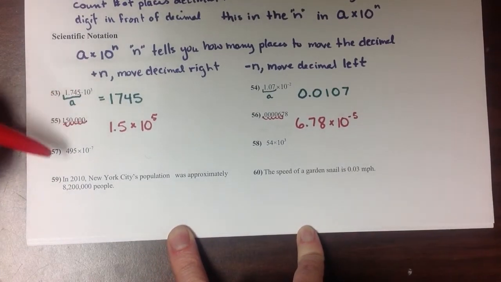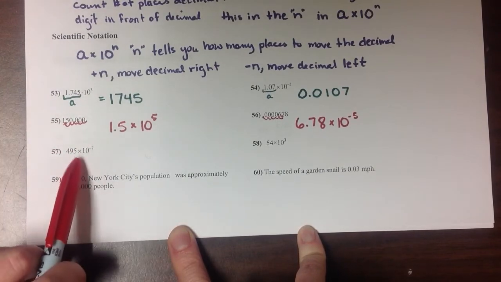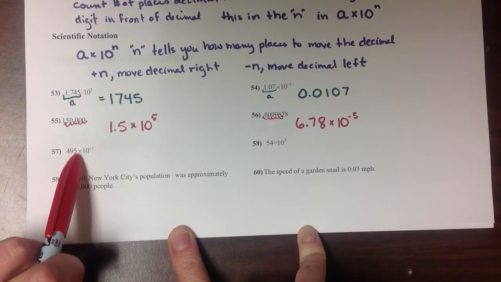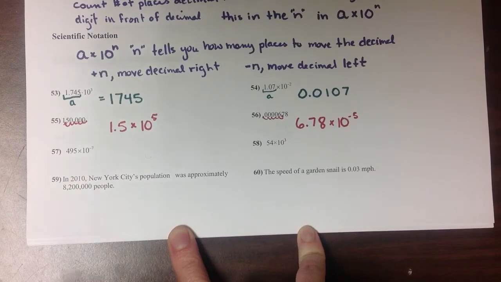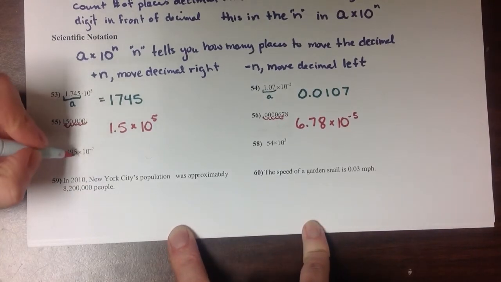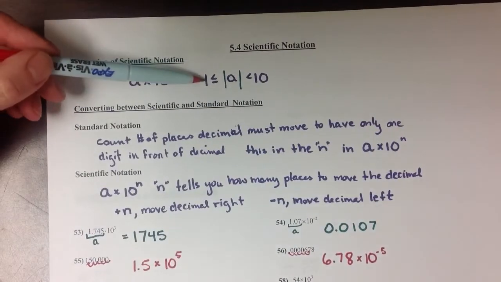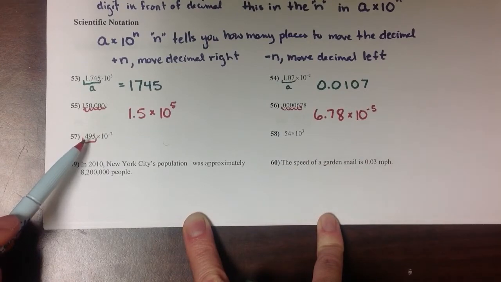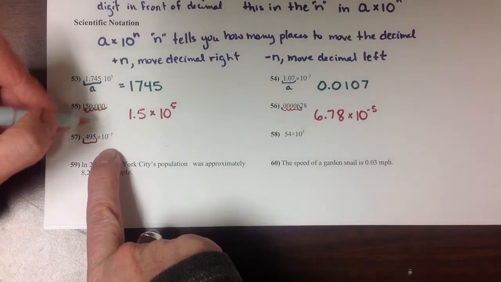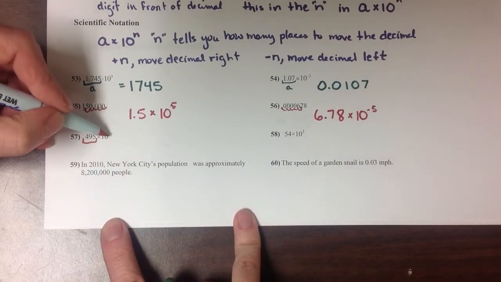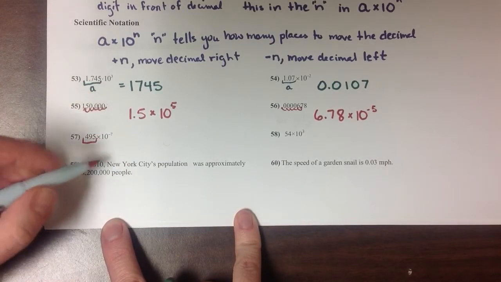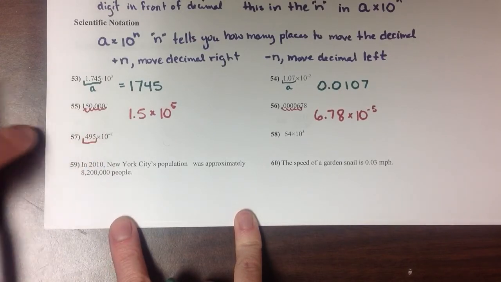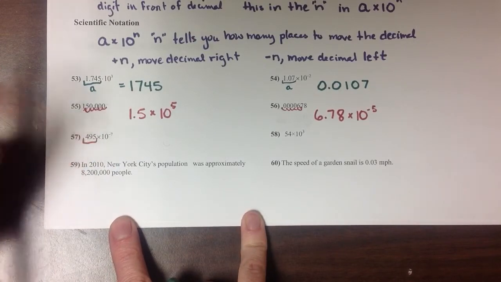What do you do when you have a number that sort of looks like scientific notation? It does have this times 10 to the negative 7, but my A here doesn't meet the requirement, because remember, A has to be somewhere between 1 and 10, and this A is 495. So for this problem, let's first stretch it out and look at what it would look like. This negative 7 says I'm moving my decimal 7 places to the left. This number needs to get much smaller.